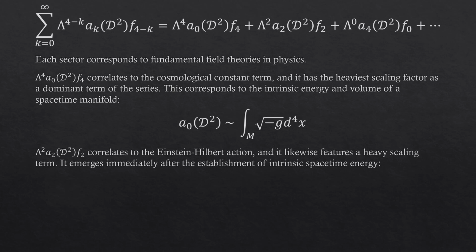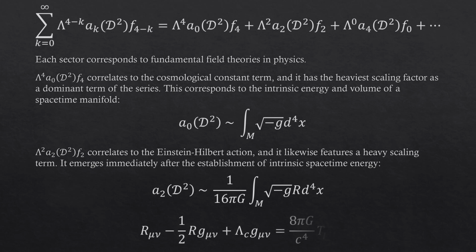A sub 2 acting on D squared correlates to the Einstein-Hilbert action, and it likewise features a heavy scaling term, lambda squared. It emerges immediately after the establishment of intrinsic spacetime energy. So we also want to weight this to ensure that we do not try to renormalize gravity within a quantum regime. This equation here, of course, leads back to the Einstein field equation of general relativity.